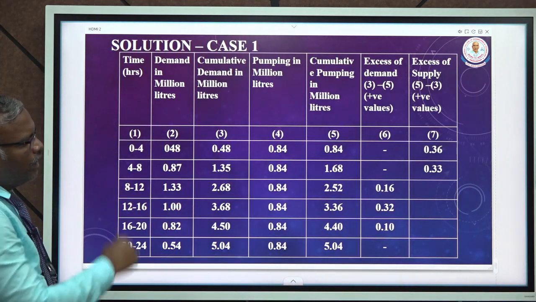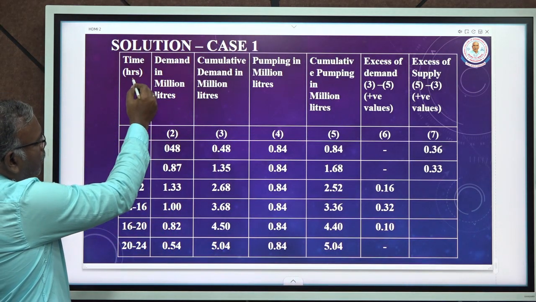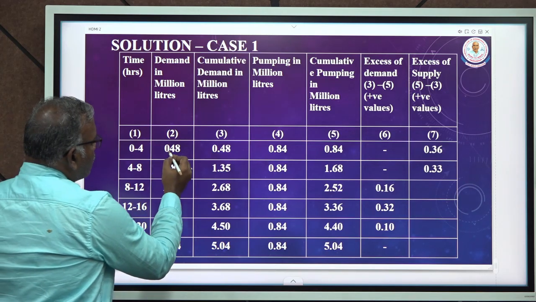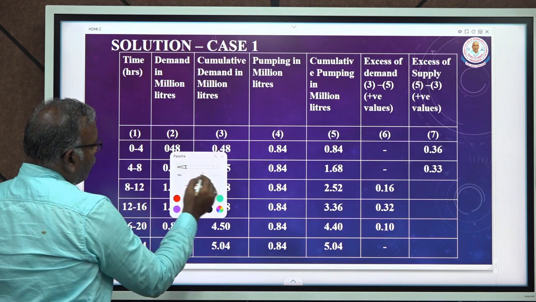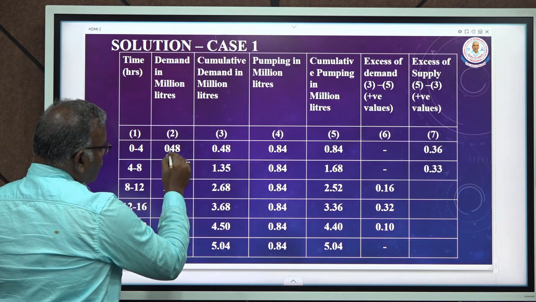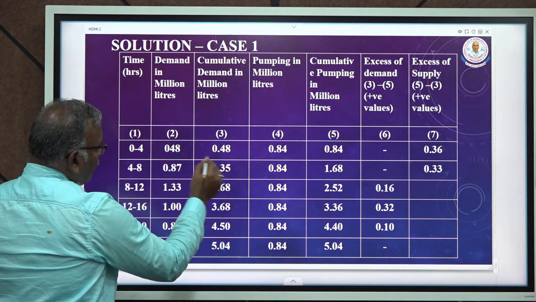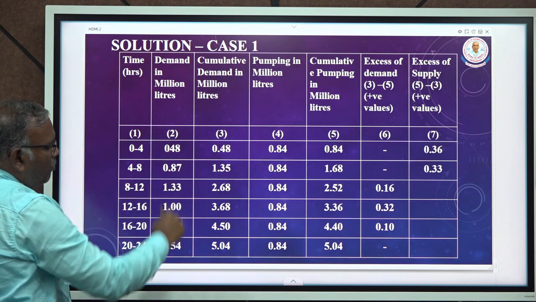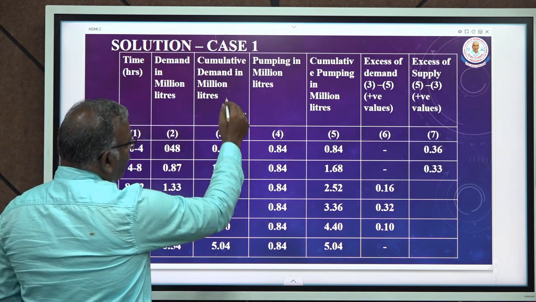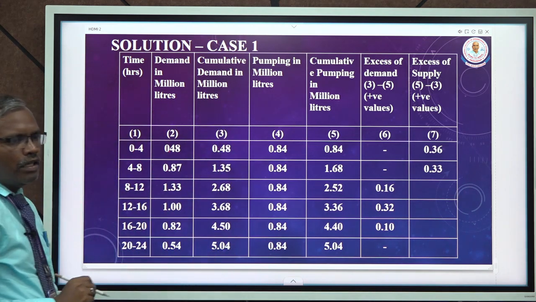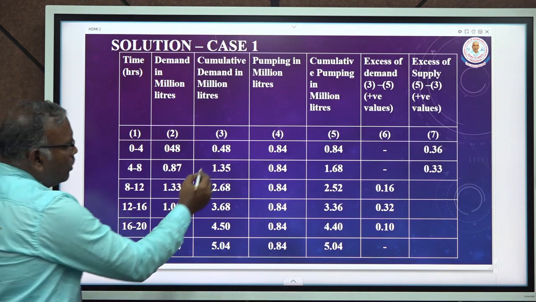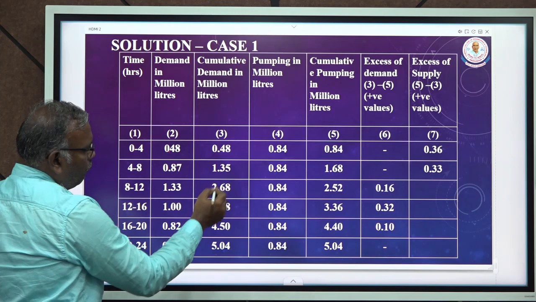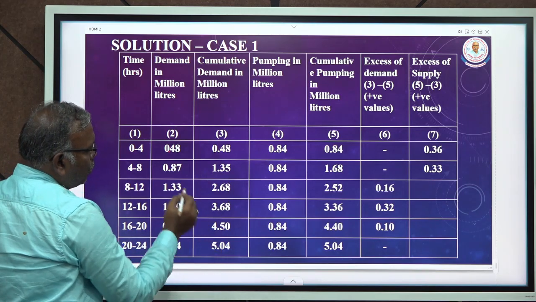Okay, this is the table. This is the data time period which is given for us, and this is the quantity in terms of million liters, that is the amount of demand. From this the cumulative demand is computed, that is the successive values are added together.